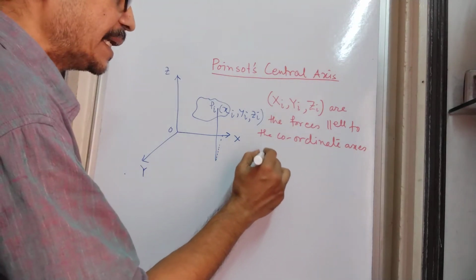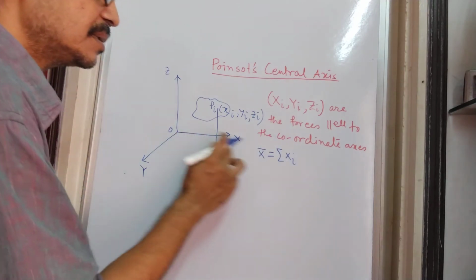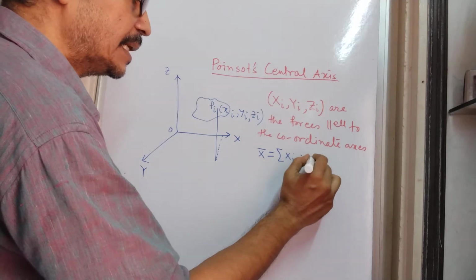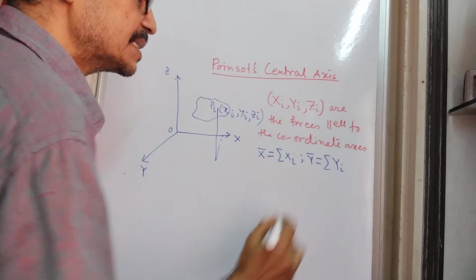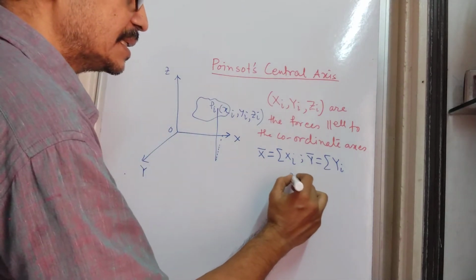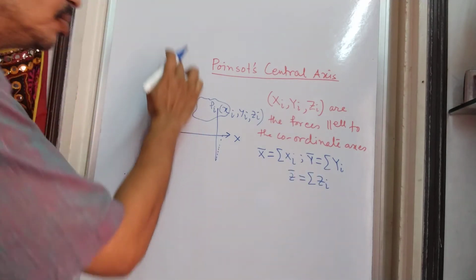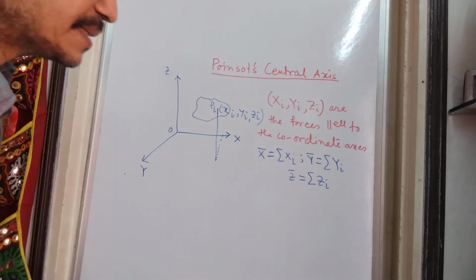X bar to be the sum of all the forces parallel to the x axis, then Y bar to be the sum of all the forces parallel to the y axis, whereas Z bar is the sum of all the forces parallel to the z axis. Obviously the direction is taken to be the positive direction of the x, y and z axes.